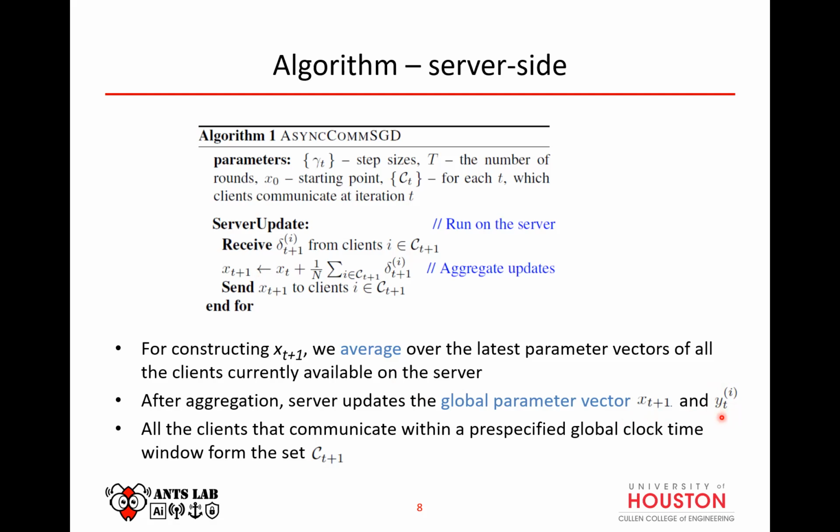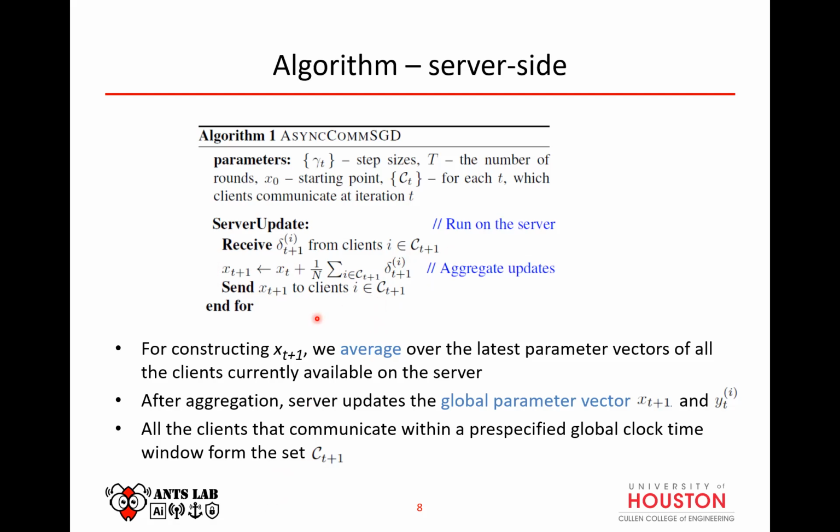It updates the YTI every time whichever client sends in whichever iteration, because it is asynchronous. First it updates this, then it waits, and then ultimately all the clients who sent the updates to it, whichever belongs to the CT+1, their updates will be aggregated, and then the xt+1 will be computed, and the xt+1 will be sent to only those clients who took part in that particular training round. So all the clients who communicate with the server in the pre-specified global clock time window will form the set CT+1. And this is one difference compared to the normal federated averaging. So this was on the server side.